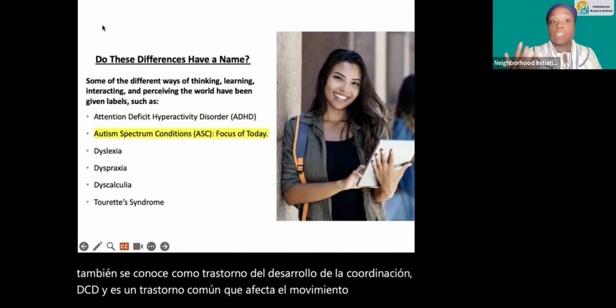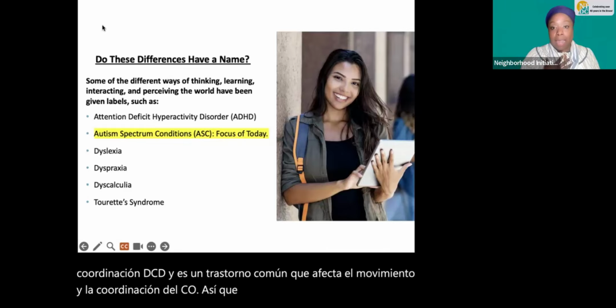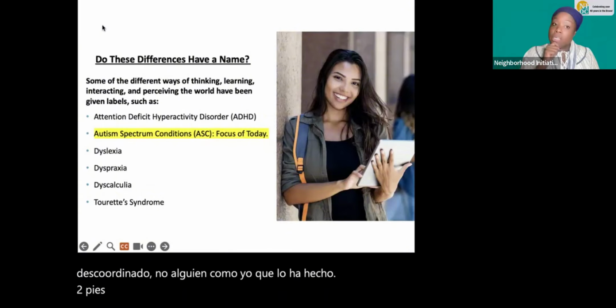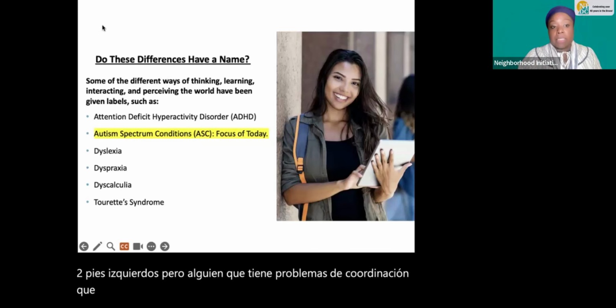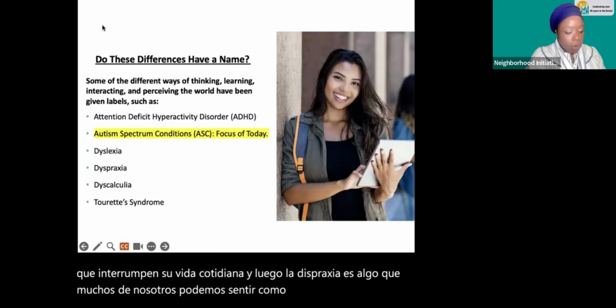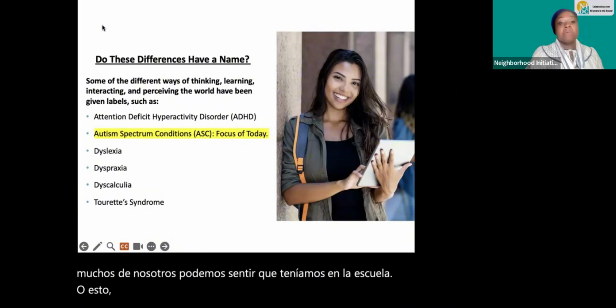So someone who is extremely uncoordinated, not someone like me who has 2 left feet, but someone who has coordination issues that interrupt their everyday life. And then dyscalculia is something that many of us may feel like we had in school, which is difficulty around math and numbers.